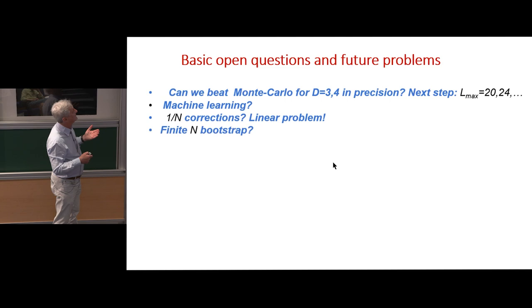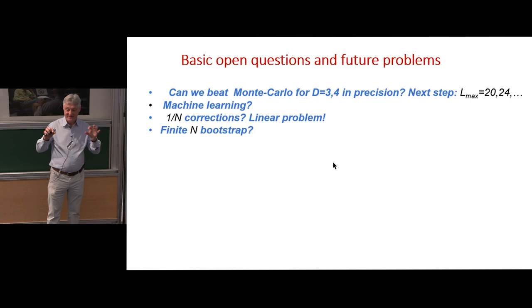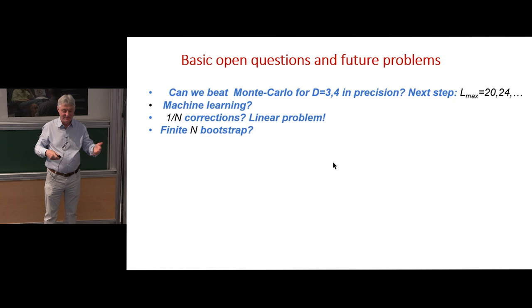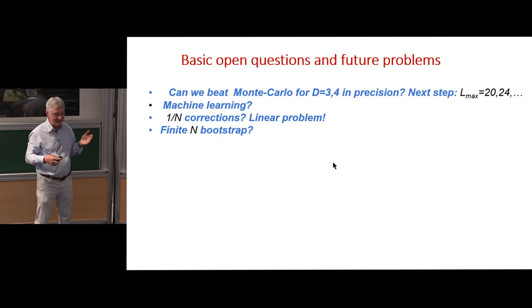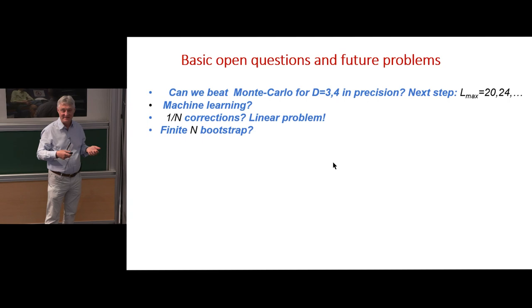Maybe finite n bootstrap is also possible, but as you see, you are now in the multi-loop space, which is much more complex. So you can hardly hope to reach even loop lengths like L equals 16. On the other hand, there are many relations between Wilson averages at finite n. So who knows, maybe it's also possible.